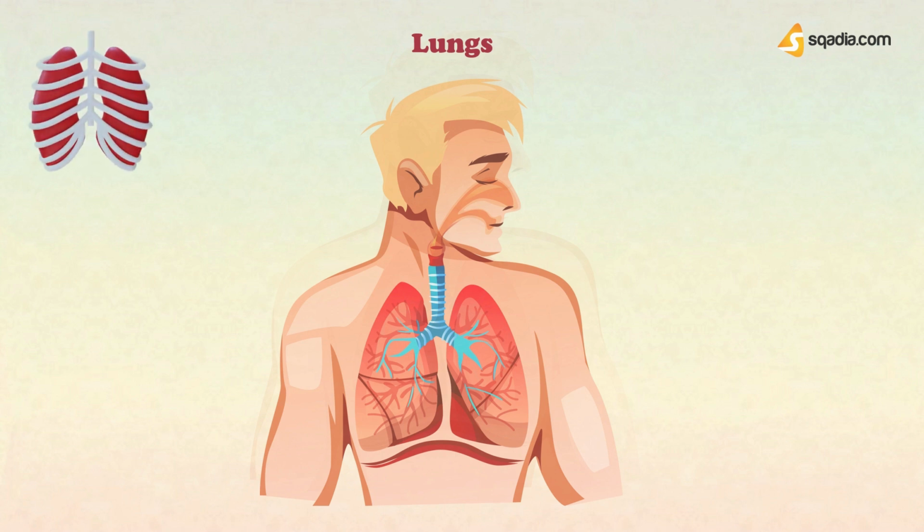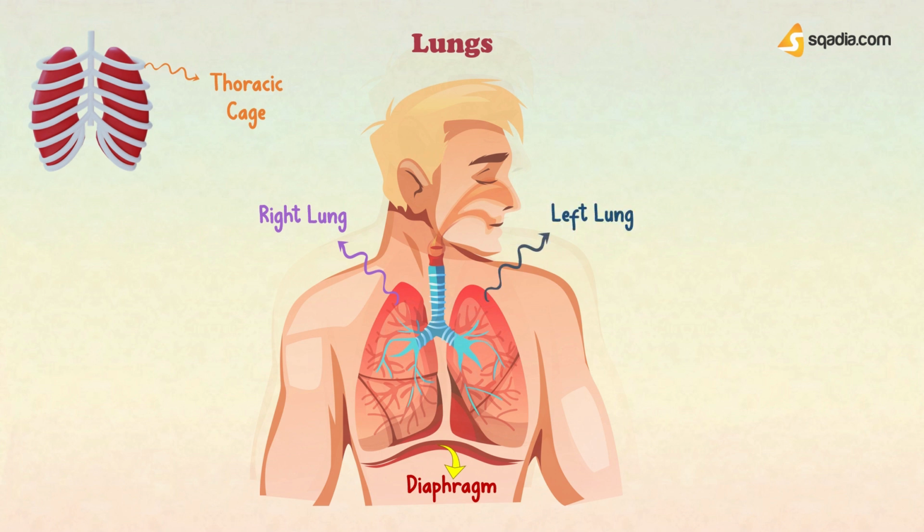Now, the lungs are large, spongy, cone-shaped organs that fill the pleural cavity. They are enclosed within the thoracic cage, formed from the ribs, sternum, and vertebral column, with the dome-shaped diaphragm separating the thorax from the abdomen. The right lung is comparatively larger in size than the left lung.